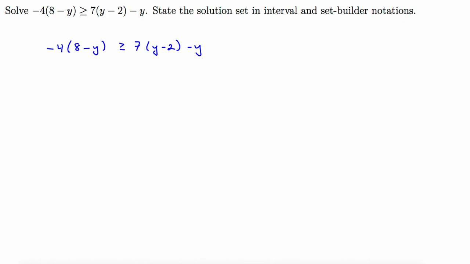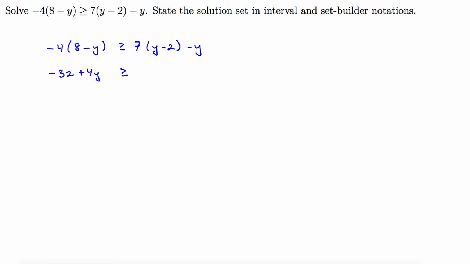To solve the inequality, negative 4 times the quantity 8 minus y is greater than or equal to 7 times the quantity y minus 2 minus y. We begin by simplifying each side of the inequality. We'll begin by distributing the negative 4 through the parentheses on the left side of the inequality. Negative 4 times 8 is negative 32. Negative 4 times a negative y is a positive 4y.